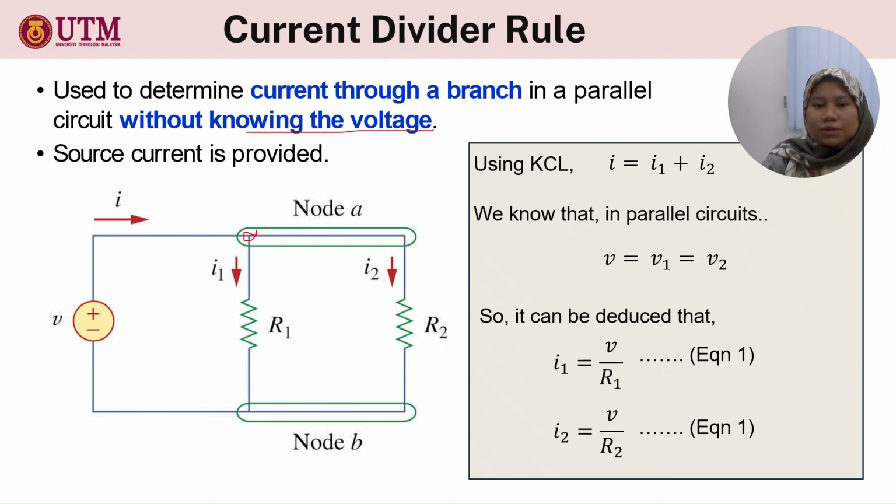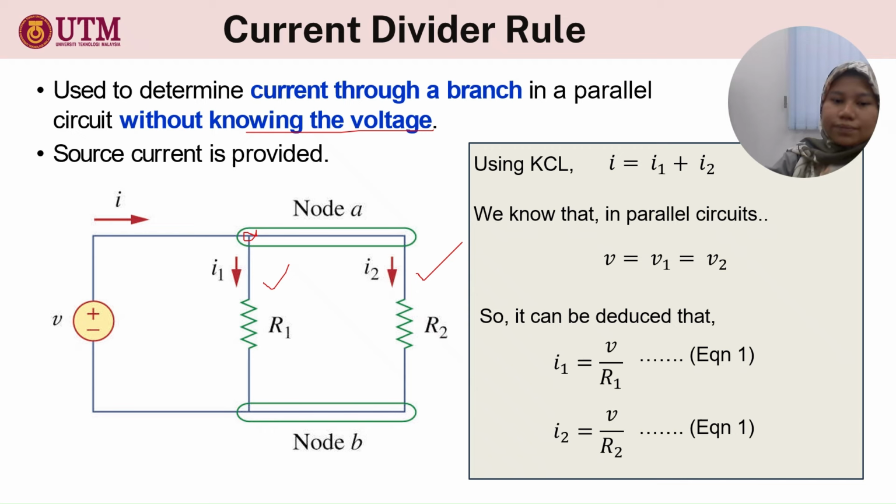And we also know that in a parallel circuit, the voltage here is the same. V here is the same as V1, R1 here and R2 here. Remember, this is a parallel circuit, so it's the same. As you can see here, the voltage is the same, so we can deduce that I1 is equal to V over R1 for this branch, and I2 is equal to V over R2.